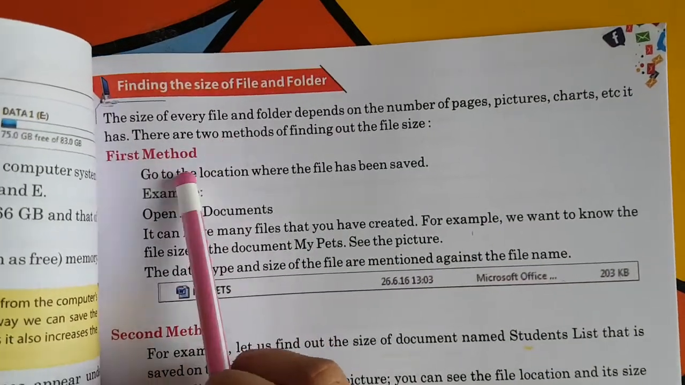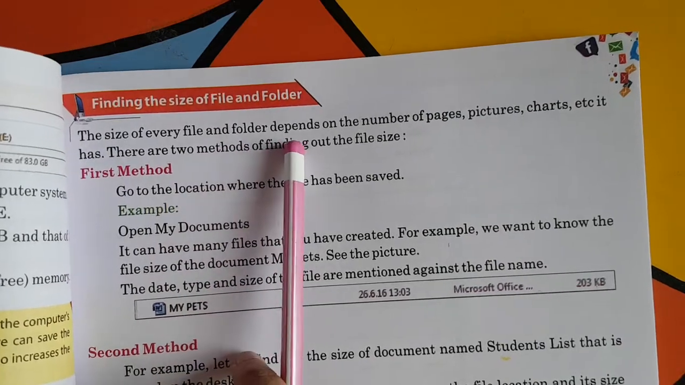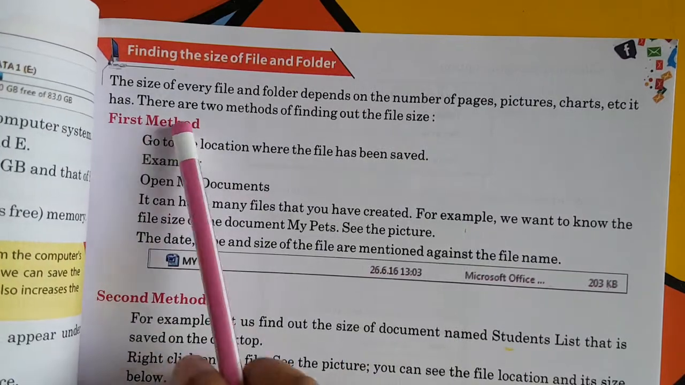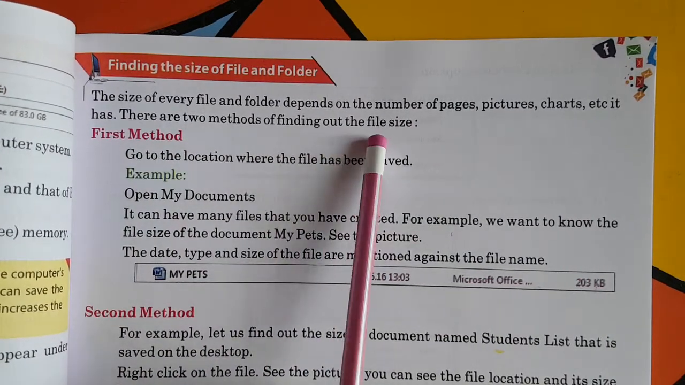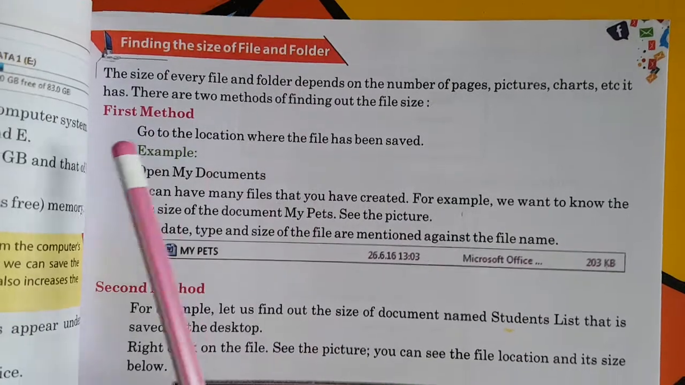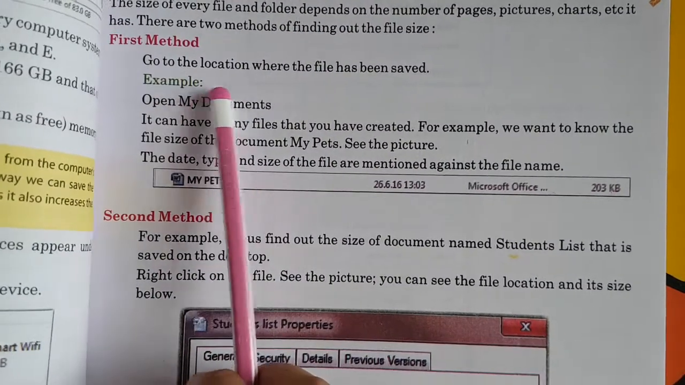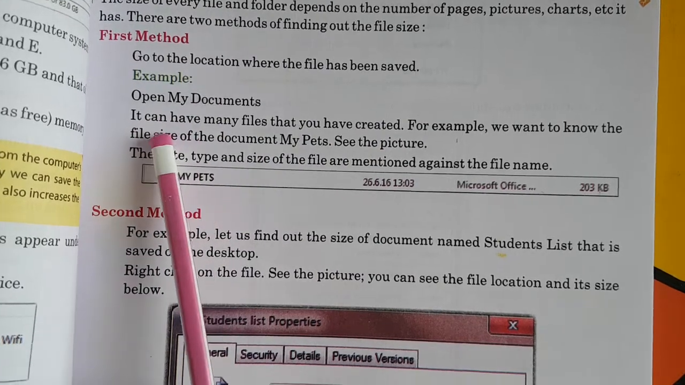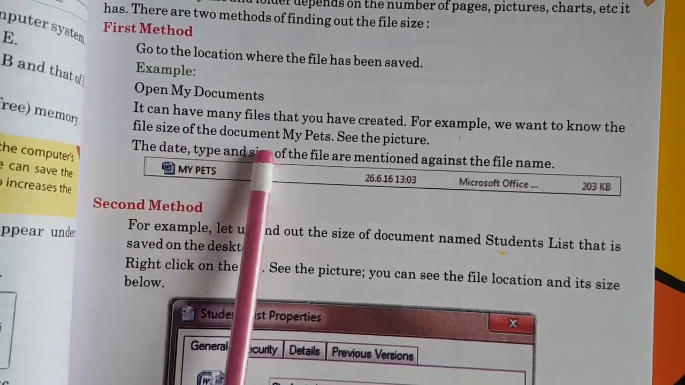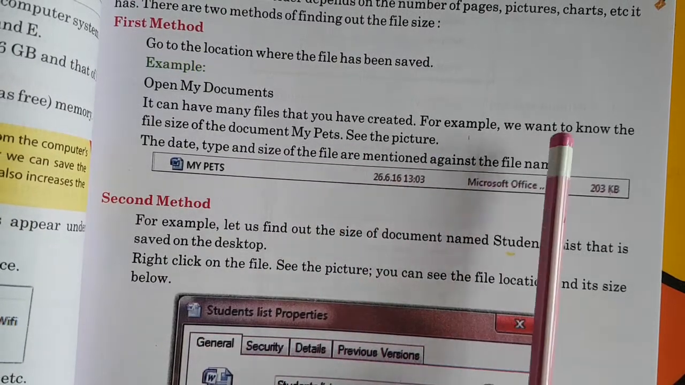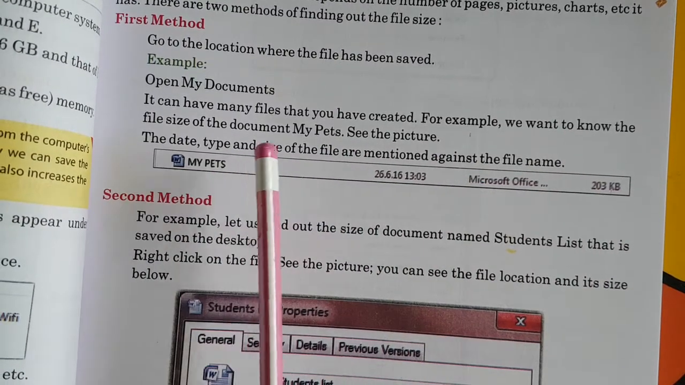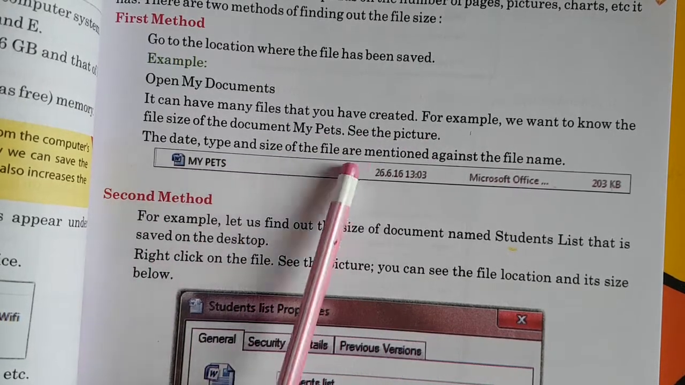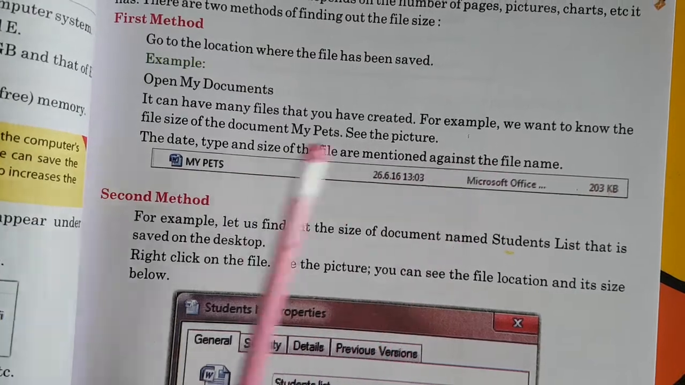Finding the size of file and folder. The size of every file and folder depends on the number of pages, pictures, charts, etc. it has. There are two methods of finding out the file size. First method, go to location where the file has been saved. Example, open My Documents. It can have many files that you have created. For example, we want to know the file size of the document My Pets. See the picture. The data type and size of the file are mentioned against the file name.